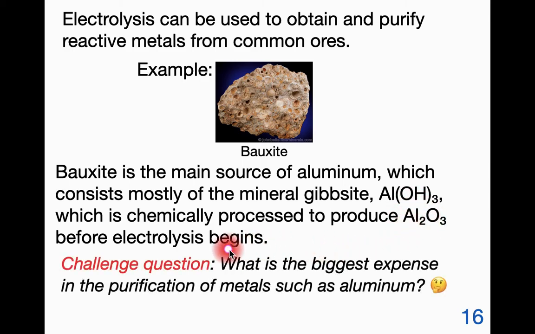Challenge question. What is the biggest expense in the purification of metals such as aluminum? So if we were to take this and remove the aluminum from it through the process of electrolysis, what do you think costs the most money to do that? And the answer is electricity. Their electric bill is through the roof.